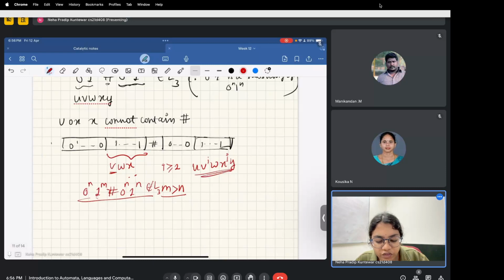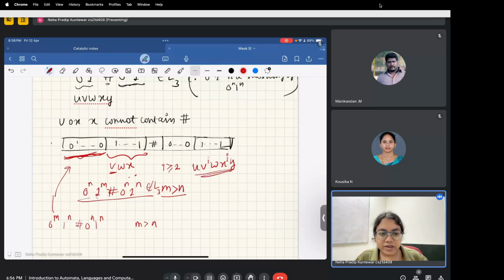Similarly, if instead of the ones, let's say it is contained entirely within the zeros, then you get a similar contradiction. In this case, you get 0^m 1^n # 0^n 1^n, where m is greater than n. Then again you get a similar contradiction. So all these cases are similar.